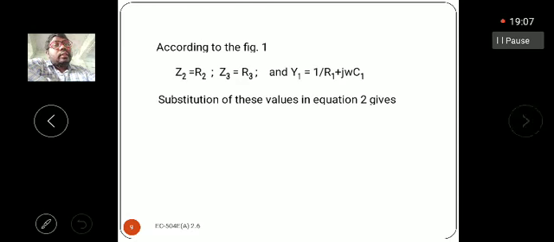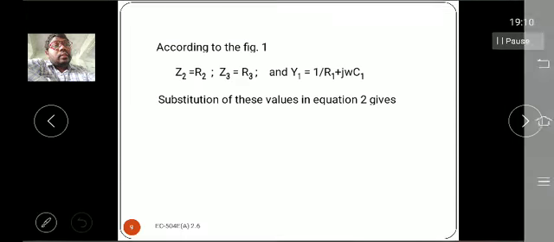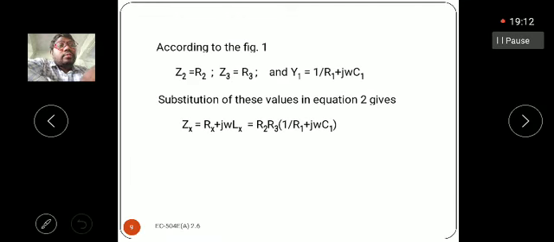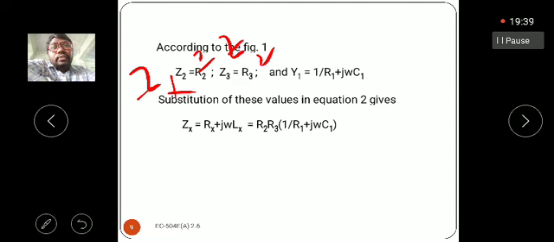Then substitute the values: Y1 is equal to 1 by R1 plus j omega C1. Substitute the values in equation 2. The starting equation is Z1 Z4 equal to Z2 Z3. In place of Z4 we replace with Zx, so Zx is equal to Z2 Z3 into Y1.